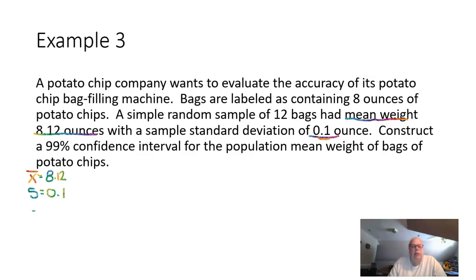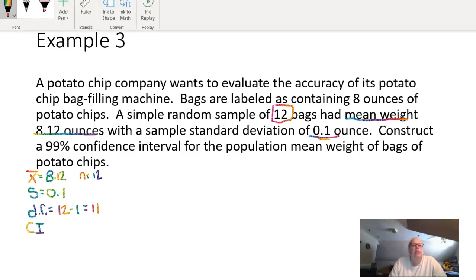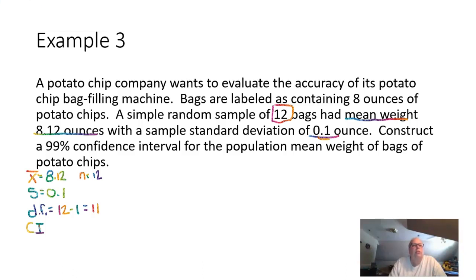All right, the degrees of freedom. Remember, this is n minus 1, and n they conveniently gave to me to be 12. So our degrees of freedom will be 12 minus 1, which is 11. And our confidence level they gave us to be 99%.